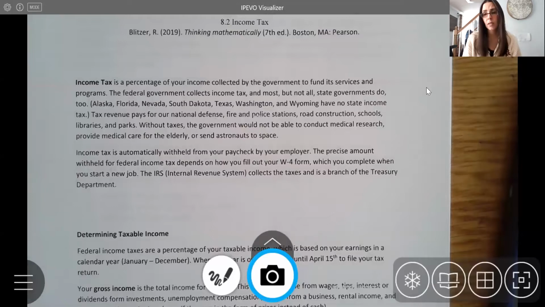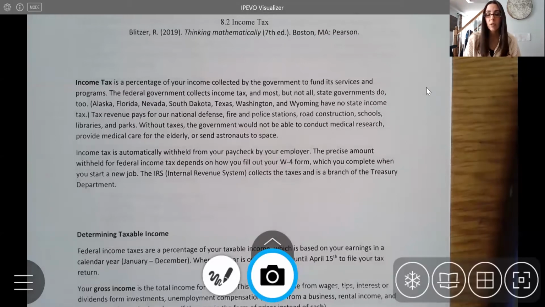Now, if you're in Massachusetts, again, there's other forms to fill out as well, because we do have Massachusetts state tax. So I'm not going to focus on state tax in this section. We'll just talk about federal. But do know that you may have other forms to fill out in addition. But that W-4 basically says how much you should have taken out of your paycheck each week.